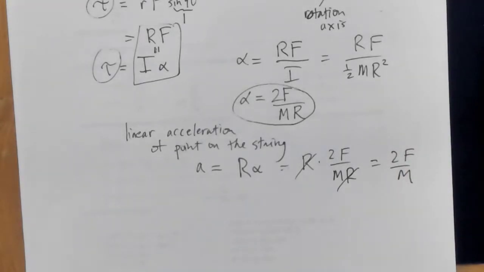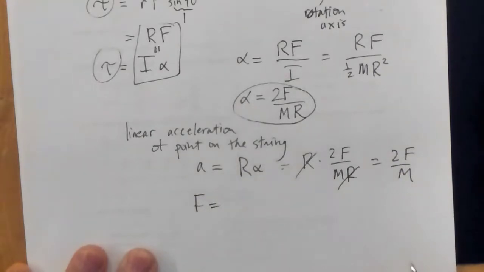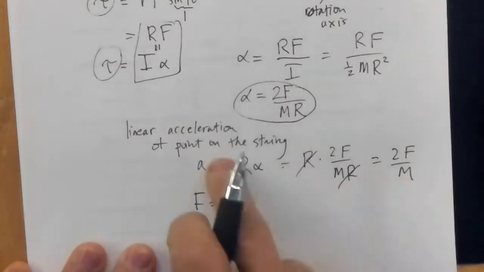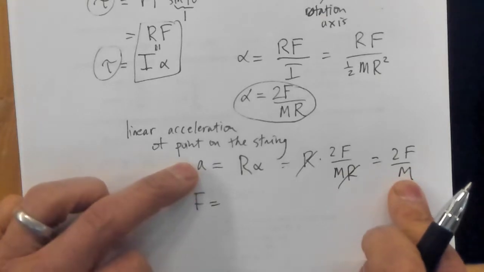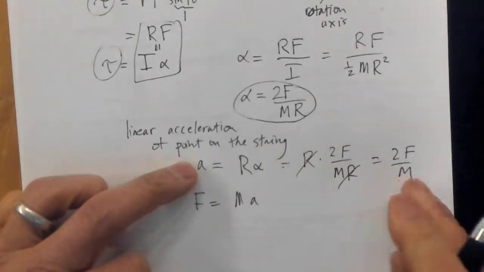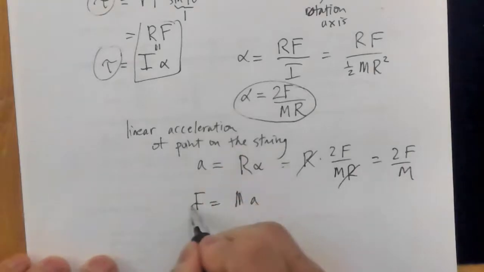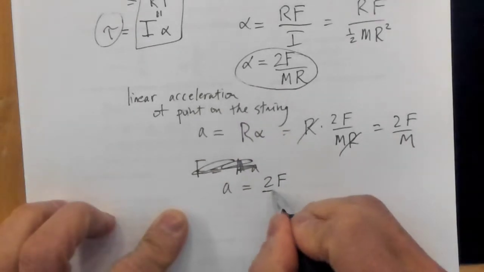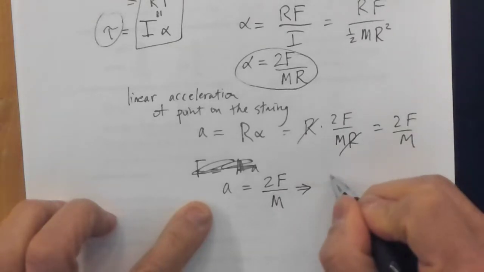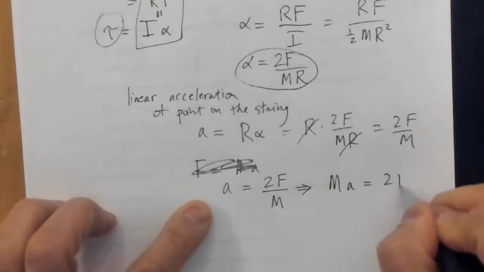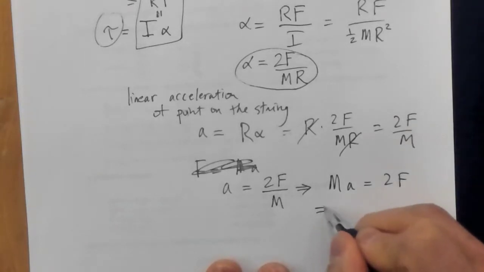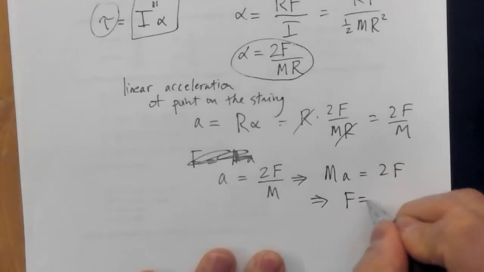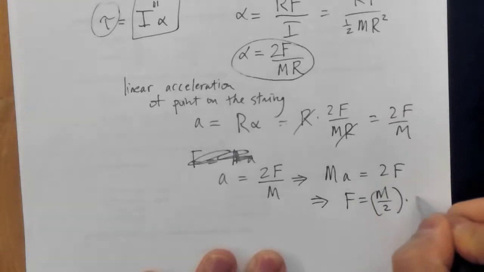So now what I'm going to do is something kind of weird. I'm going to write this formula. I'm going to say F is equal to, I'll multiply both sides by M. Okay, let me do this in 2 steps, otherwise you'll have trouble following me. I have A is equal to 2F over M. Then I have M times A is equal to 2F. And then I will write it as F is equal to M over 2 times A.